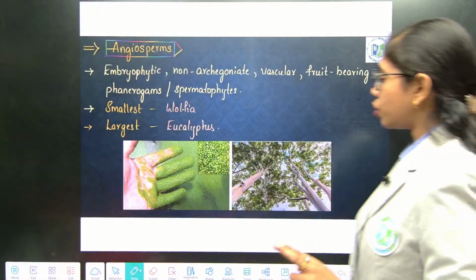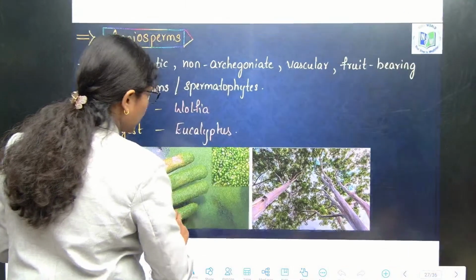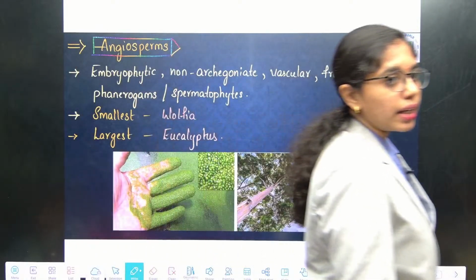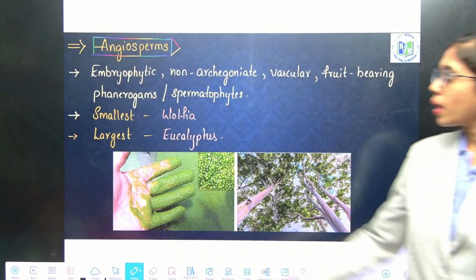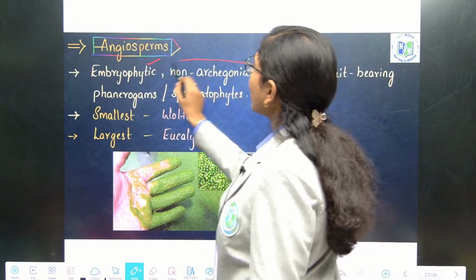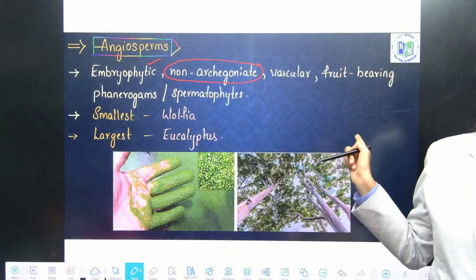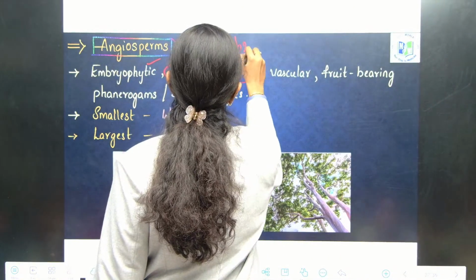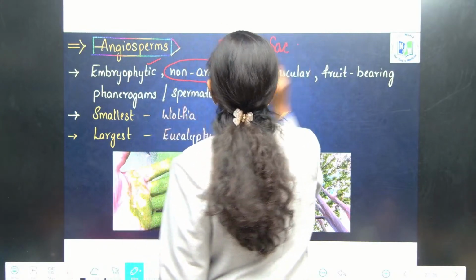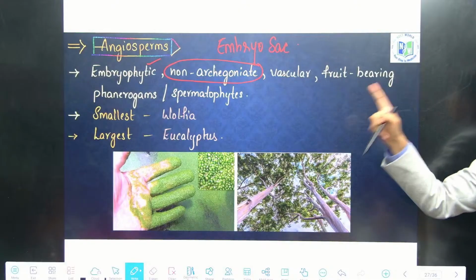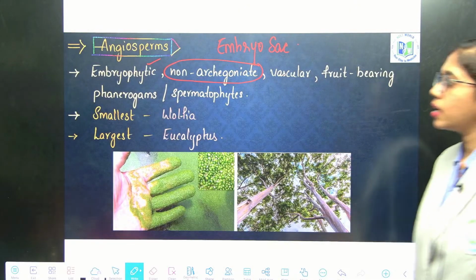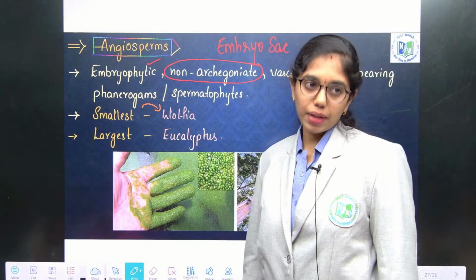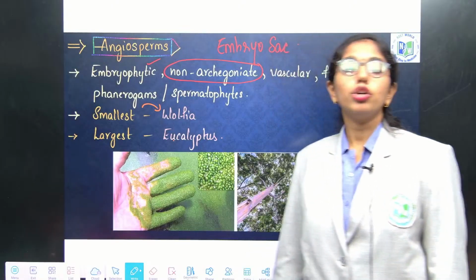Clear about gymnosperms everyone? Then angiosperms. Listen carefully. Angiosperms you will also learn again in sexual reproduction of flowering plants. If you learn here clearly, there it gets easy. These are embryophytic, non-archegoniate. Archegonia is not the female gametophyte here. What is the female gametophyte? Embryo sac. This is vascular, fruit bearing, phanerogams or spermatophytes. The smallest angiosperm is Wolffia. The smallest gymnosperm is Zamia. Very good. The largest angiosperm is Eucalyptus.